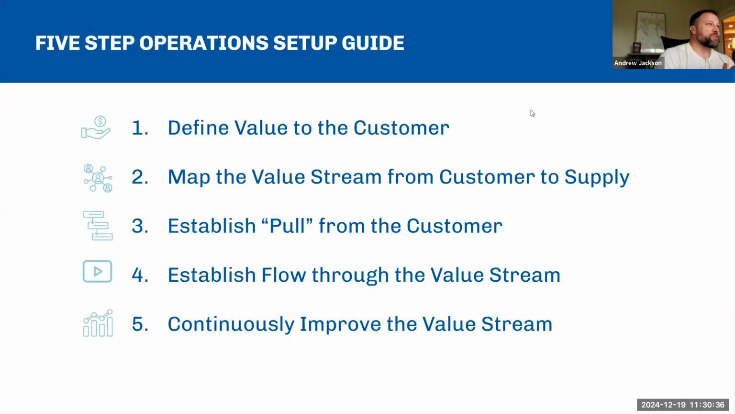So today we're going to be talking about the 5-step operations setup guide. As we've already talked about in previous calls, we want to start by defining value to the customer. Number 2, map the value stream from customer to supply. Number 3, establish pull from the customer. Number 4, establish flow through the value stream. And number 5, continuously improve the value stream.